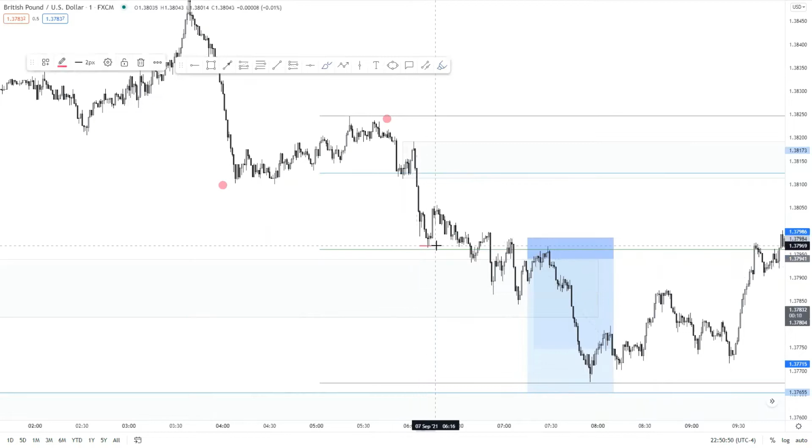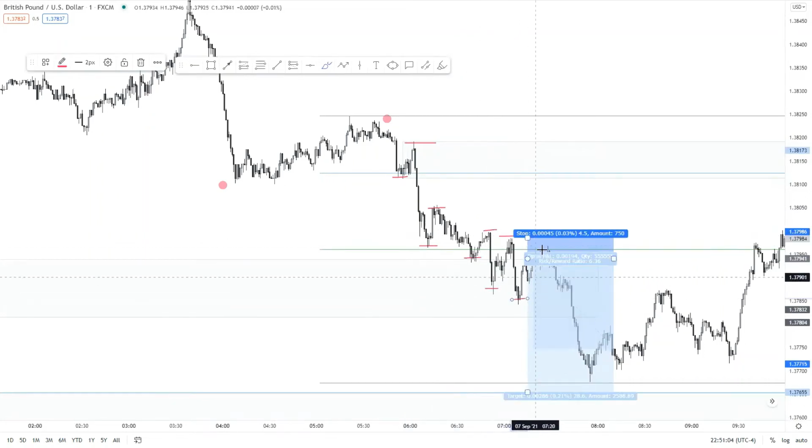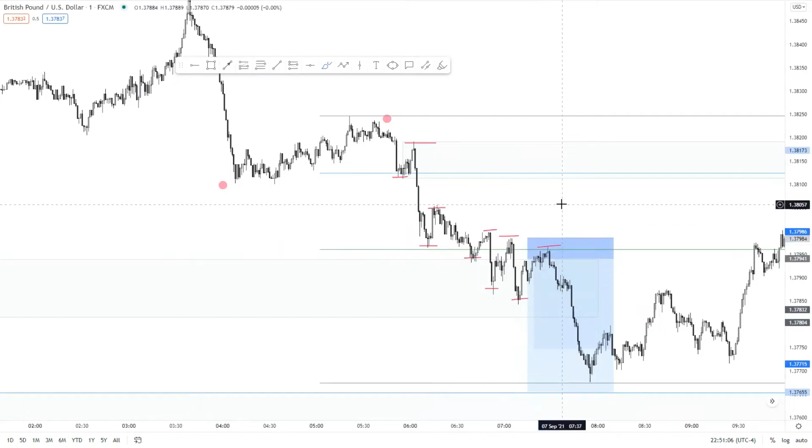So I'm just following the structure. Lower highs and lower lows. Lower low, and I'll start here. So we break structure here. Lower low, lower high. Lower low, lower high. Lower low, lower high, right?